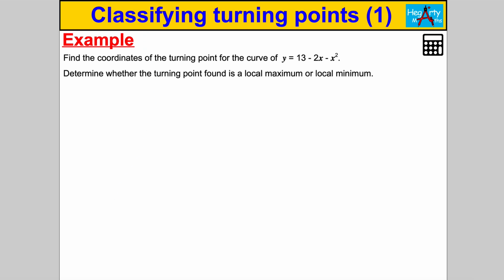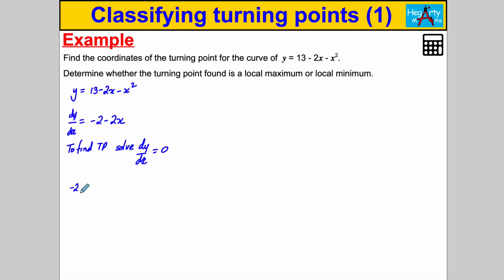So again, similar idea, asked to find the turning point for this curve and determine whether it is a local maximum or minimum. As we've done before, start by finding the gradient function. So our original function is 13 subtract 2x subtract x squared. Our gradient function, when we differentiate our original function, will be equal to negative 2 subtract 2x. To find a turning point, we're solving dy by dx is equal to 0. The gradient function equals 0.